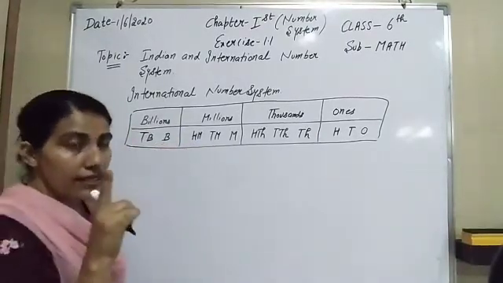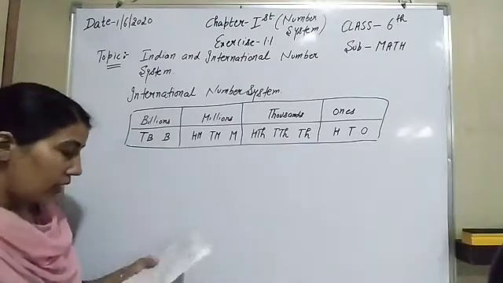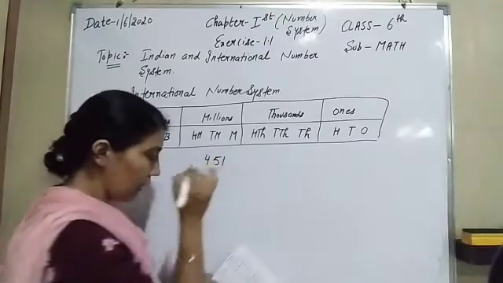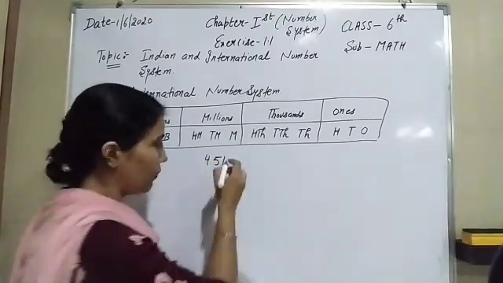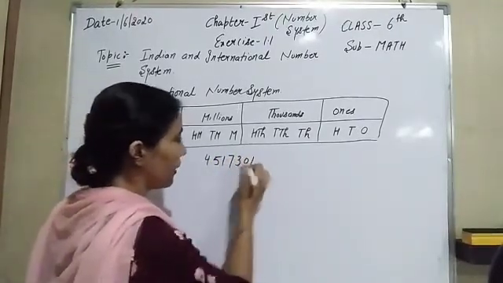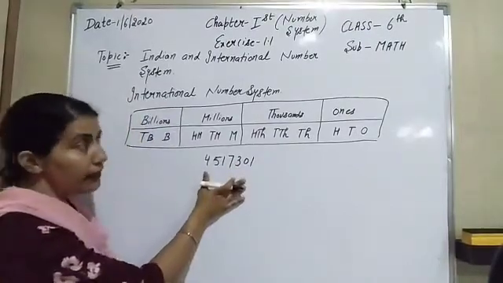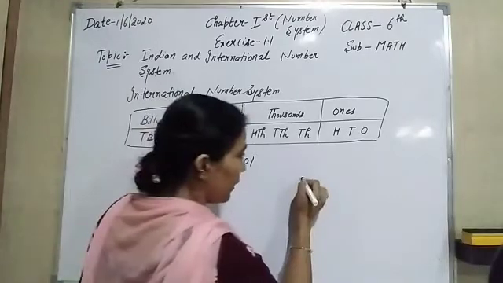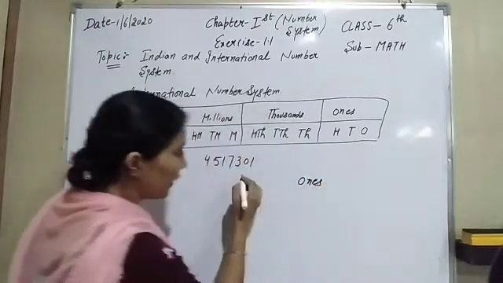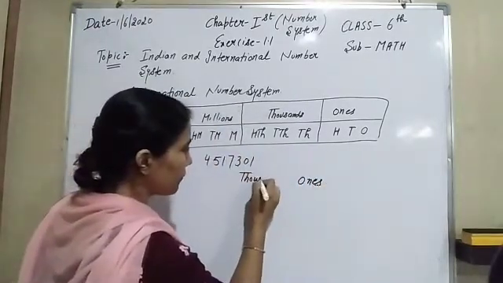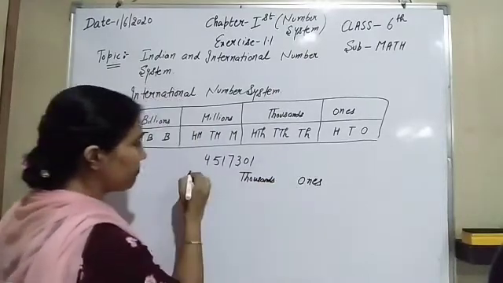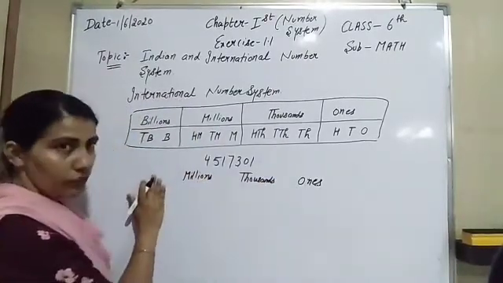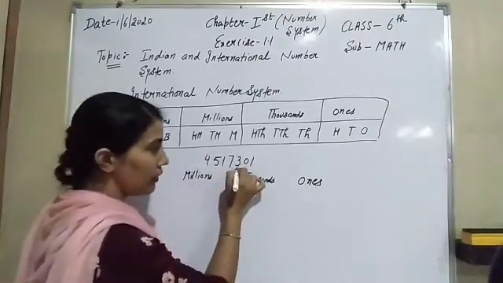So let's take one example so that you can understand it easily. We have a number 4,517,301. We have to write this number in international number system form. So let's start from here. Here is ones, here is thousands, here is millions. If there is a need, you can write the billions here.